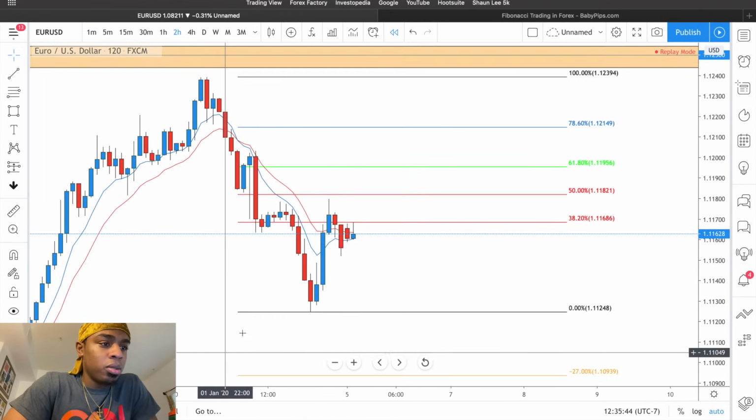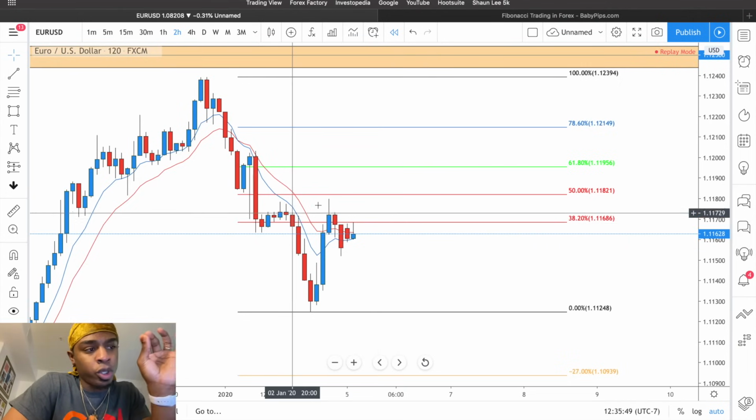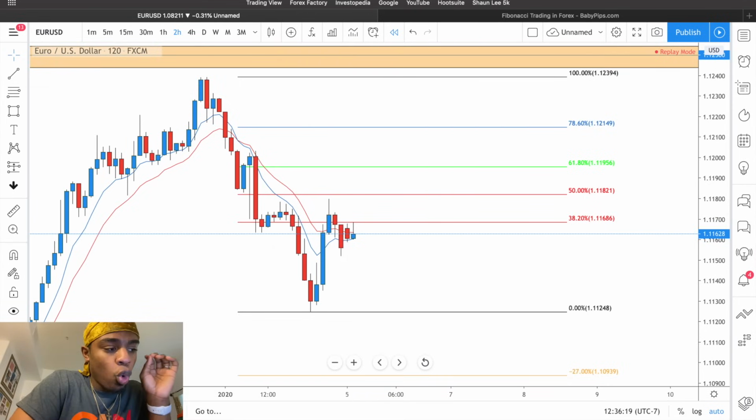And this is what I mean. If you were one of those traders who think it's just going to reverse at the 38.2 every single time, guess what? You'd have lost money right here. You see, price came down and it gave you a signal, but no. You have to wait for an overbearing candle.